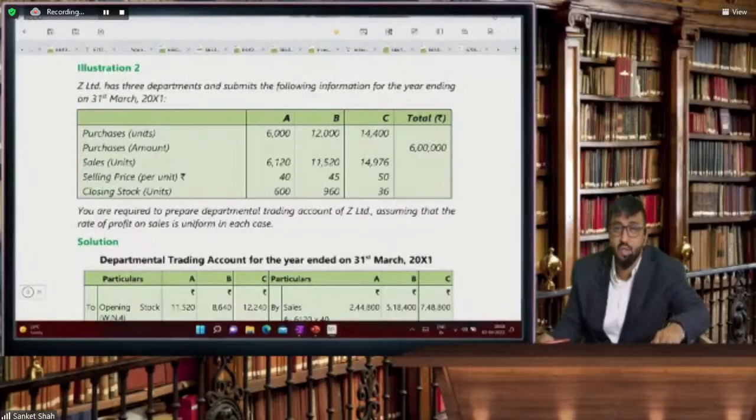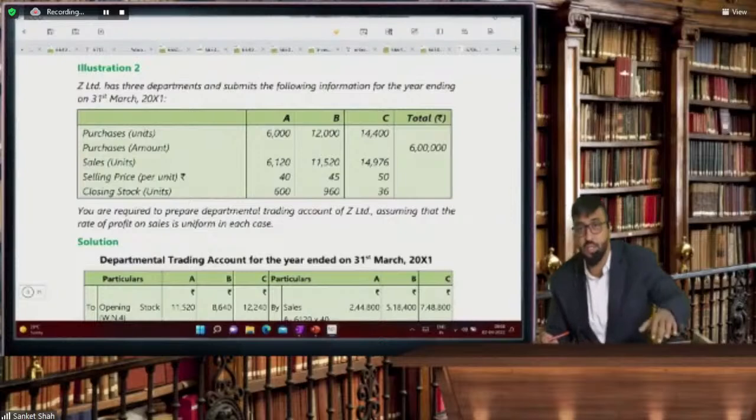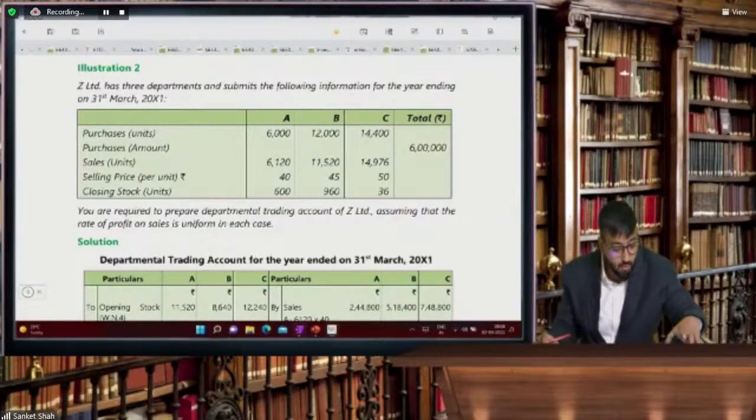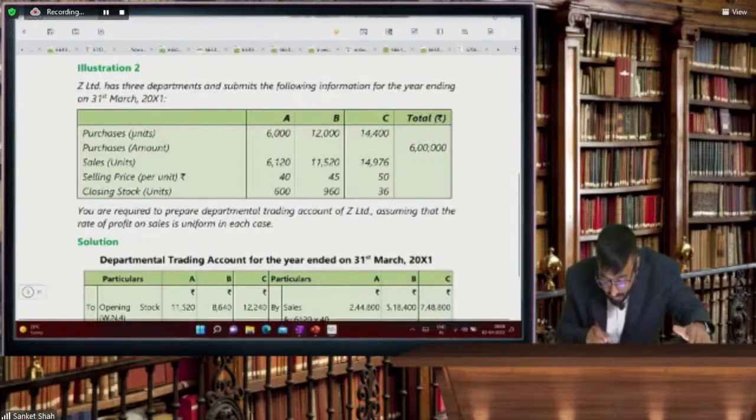ओके, चलो एक प्रॉब्लम. You don't solve this question, I will tell you how to write it, and you take a screenshot. Okay, Z Limited, 3 departments, and they submit the following information for the year ending. Purchases you can see here, units are given: 6,000, 12,000, 14,400. So units ka information is given and sales ka information is given. Sales, and closing stock is also given.